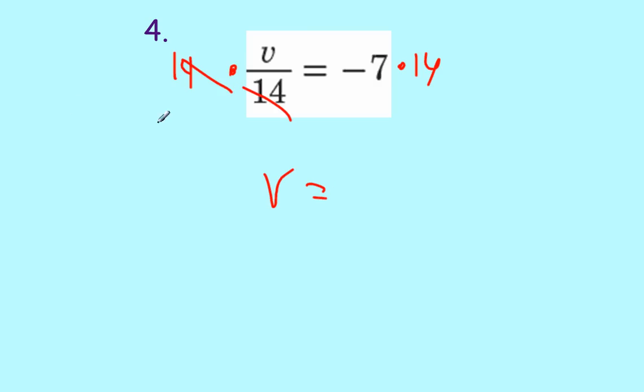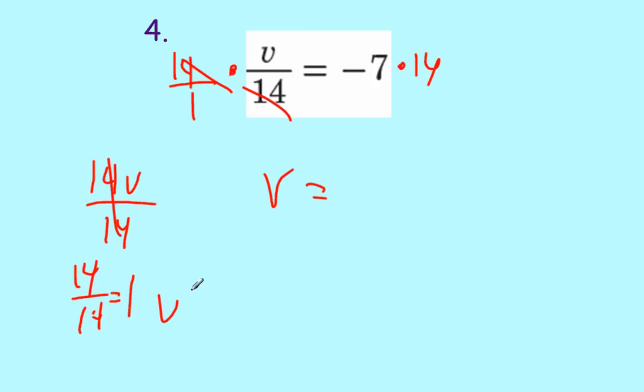The reason this works is because we're really multiplying by 14 over 1, 14v over 14, if we were to multiply it out. This equals 1, right? 14 over 14 equals 1. So we're left with just 1v, or just v. And then over here, we're doing -7 times 14. I'm going to have to work this out. We get 28, carry our 2, 7 times 1 is 7, plus 2 is 9, and negative times positive is a negative. So we get -98.